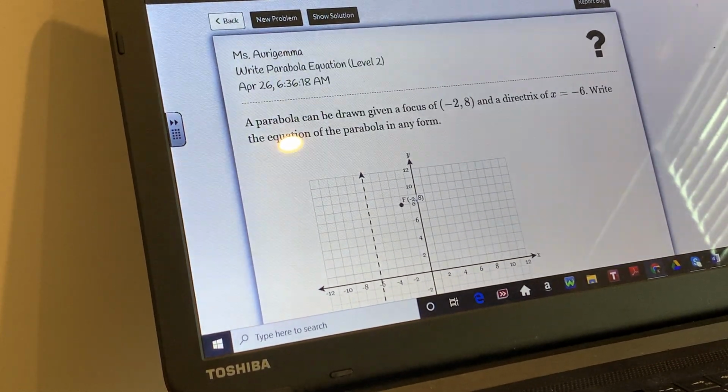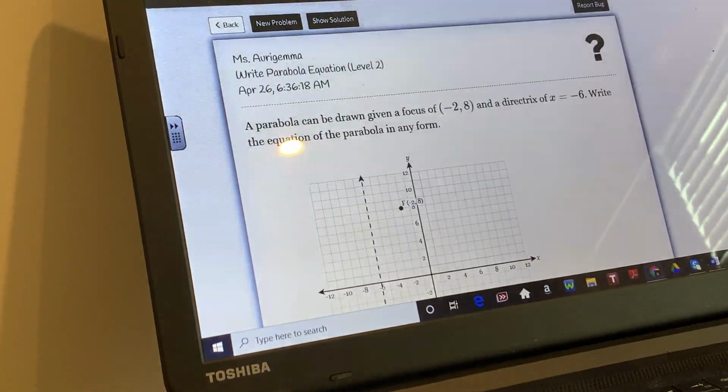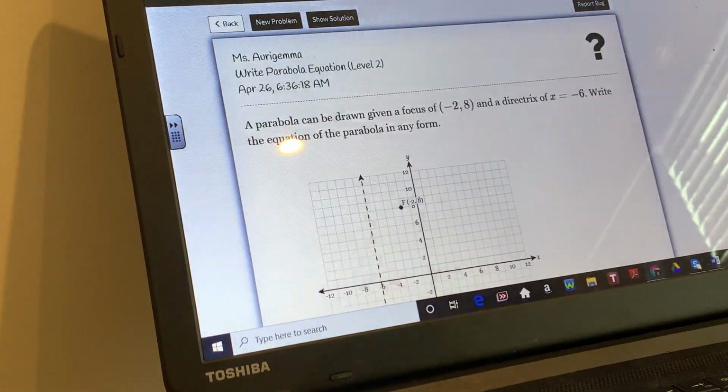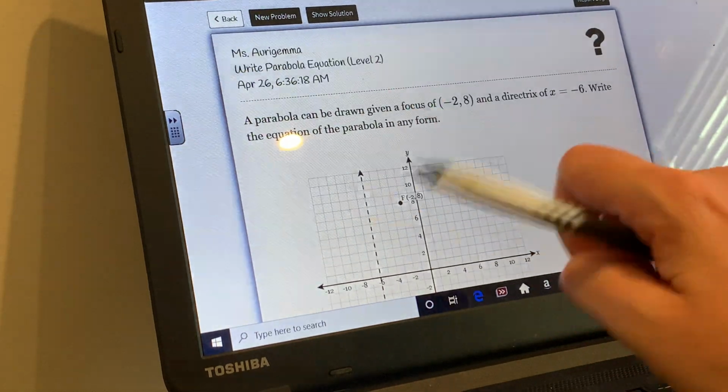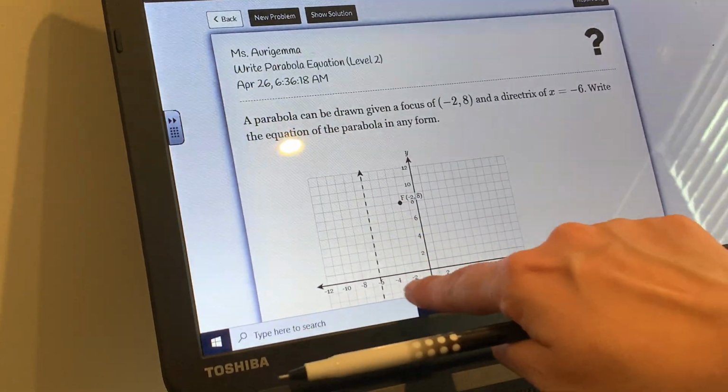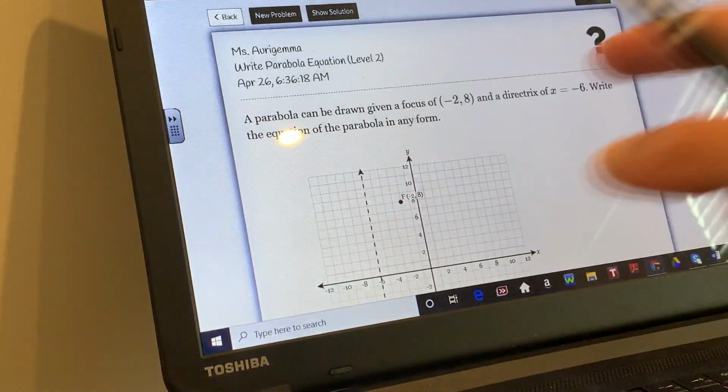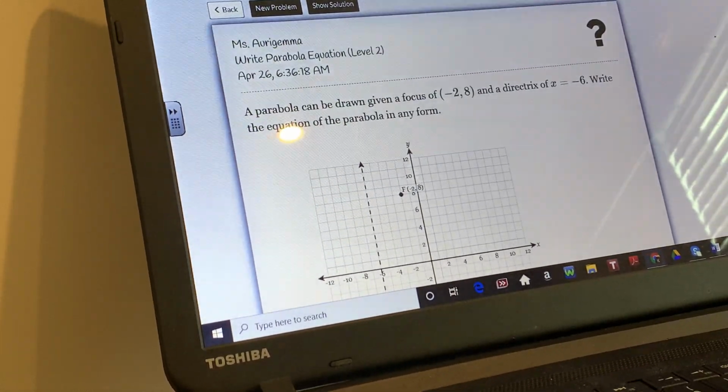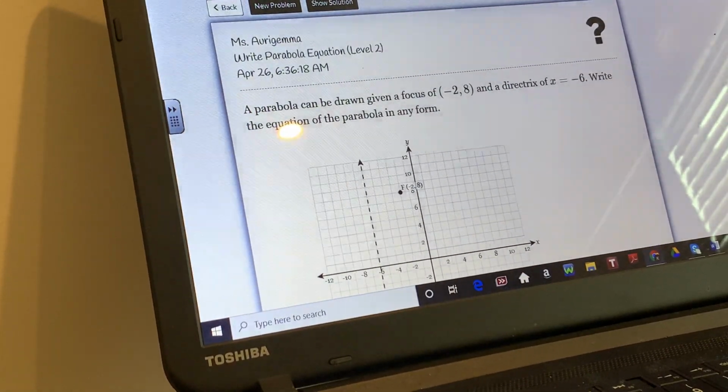First thing is you have to figure out where the vertex would be. And the vertex, if you remember, is always in between the focus and the directrix. So if I just look right here, my vertex is going to be about right here. So that's going to be (-4, 8) is what my vertex is going to be. I'm going to write that down in one second.